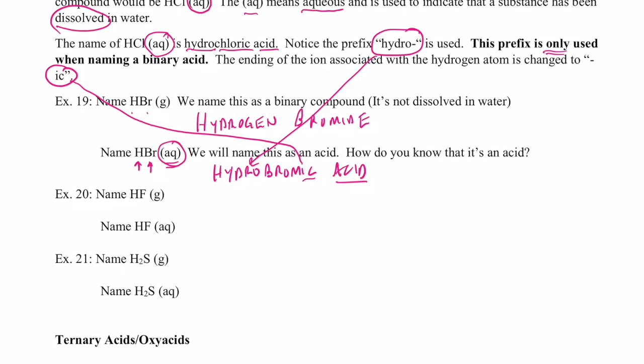Try the next two examples on your own. So pause the video, try naming HF with a (g) after it, and then HF(aq), and then do the same with H2S.